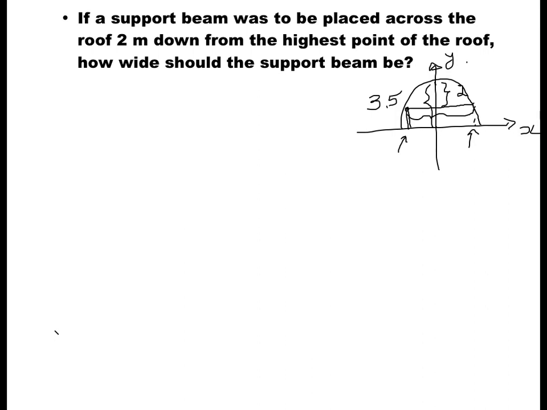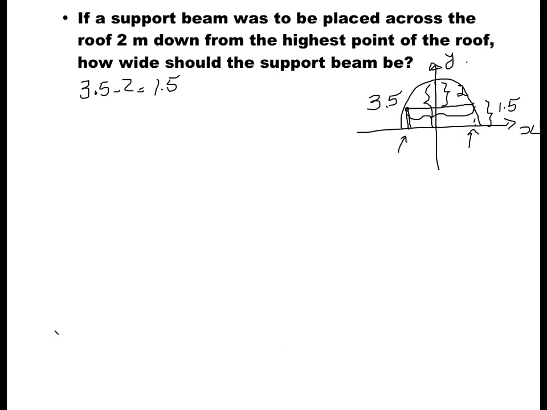But to find this x-coordinate, I have to find this y. And it's not that tough to find, because I know that the maximum height is 3.5. When I come 2 meters down, the height that I'm looking for is 3.5 minus 2, which is 1.5 meters. So this is 1.5 meters.